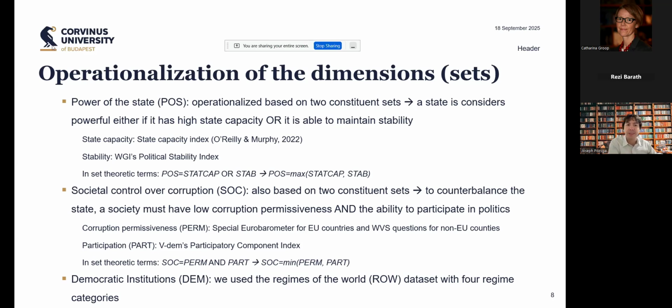Yes. So the first question, in the Special Eurobarometer, there is a specific question, I don't remember the exact wording, about how much respondents dislike corruption, how permissive they are towards corruption. And in the World Value Survey, so we use the Eurobarometer for European countries, and of course it was not available for non-European countries. There we used the World Value Survey, where there are four questions about what they think of paying bribes, including paying bribes in healthcare, I think. And we use the average of these questions.